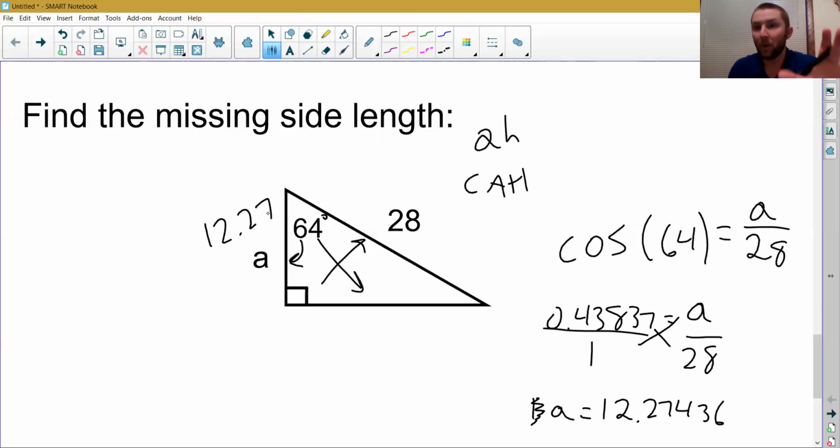So we set up a cosine fraction. We use the calculator version of cosine of 64 degrees. We solve for that side length, right?